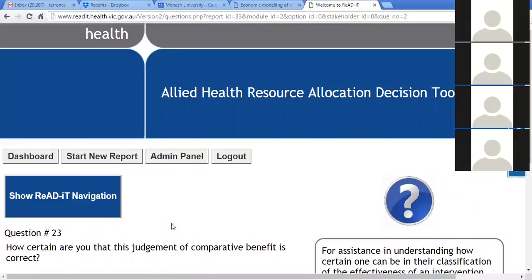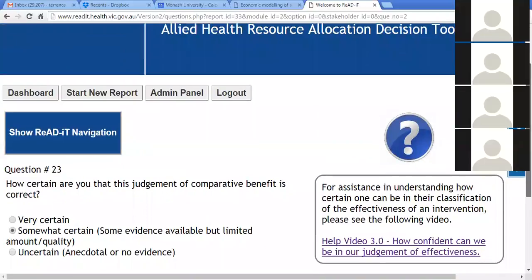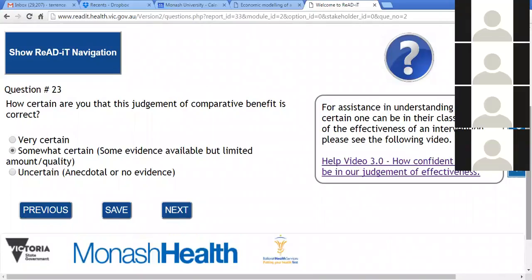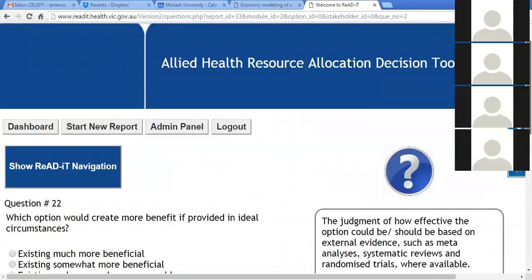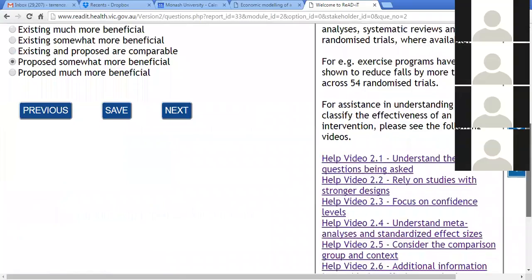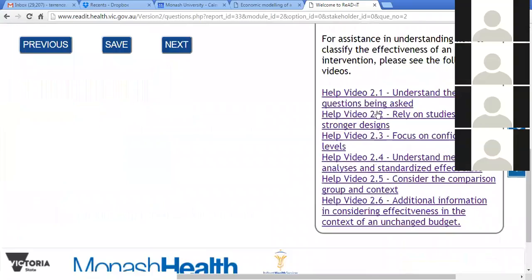How certain are you that this judgment of comparative benefit is correct? So we've just made a statement saying that we think one is more effective than another. And there are videos here on the right-hand side that you can click onto. I might just quickly go back for a second because I missed highlighting those other videos. When thinking about which interventions are more effective than others, there's a lot of videos here. Each of them goes for about 5 or 6 minutes that you can have a look at to help you decide which is a more effective approach.